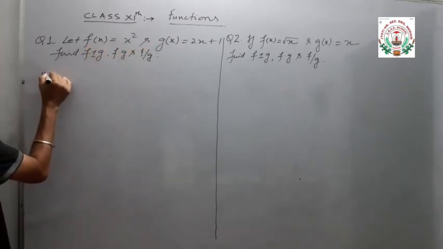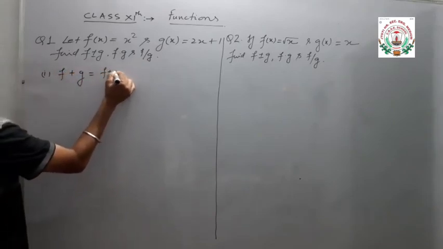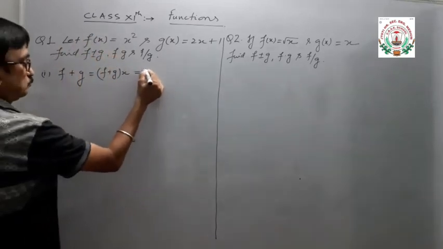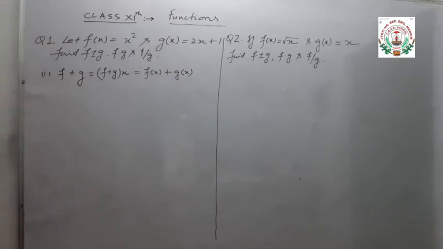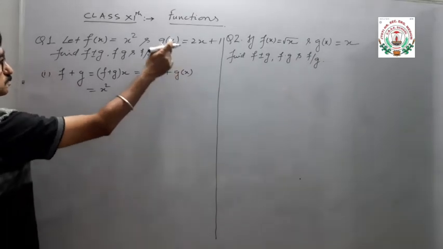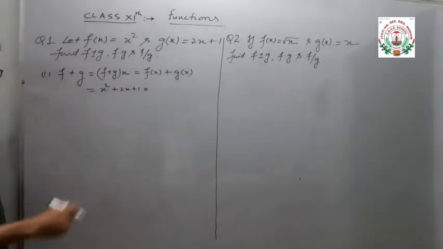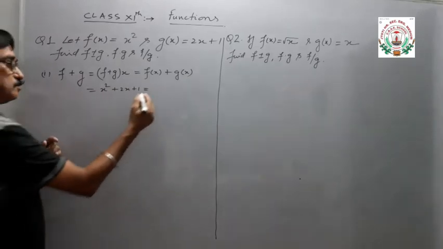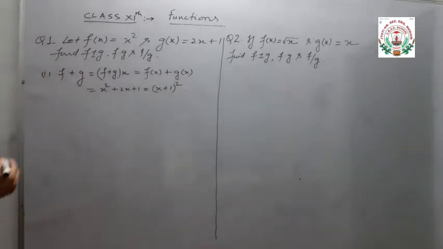The first one is f plus g. f plus g can be written as (f plus g) of x, which will be equal to f of x plus g of x. Correct. अब f of x की वैल्यू हमारे पास क्या है, x स्क्वायर, और g of x की वैल्यू क्या है, 2x plus 1. तो ये हमारा फॉर्मूला भी बन गया है, x plus 1 the whole square. You can leave it up to here or you can write down x plus 1 the whole square. This is our first answer.